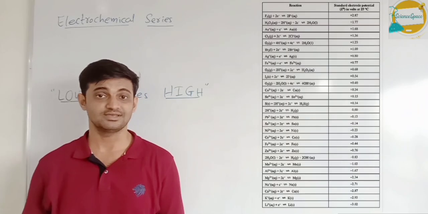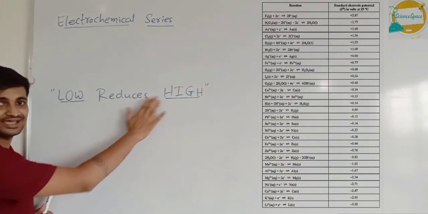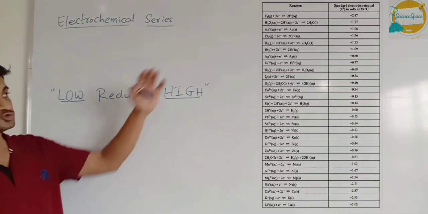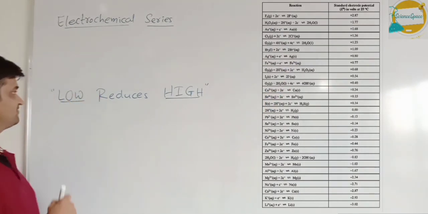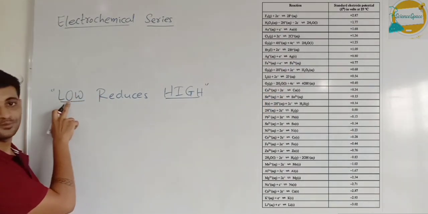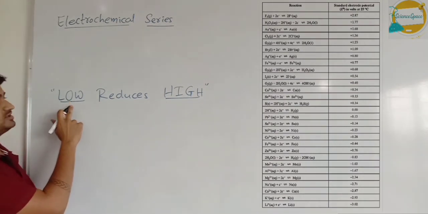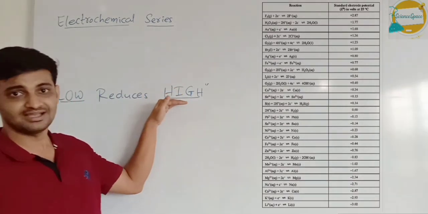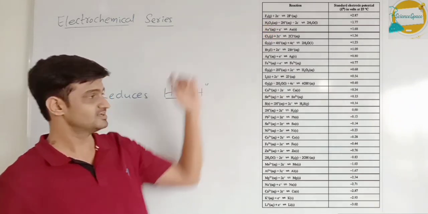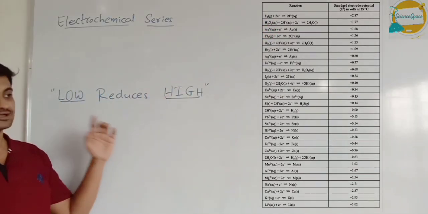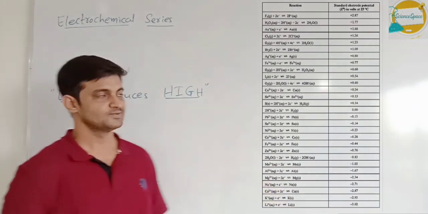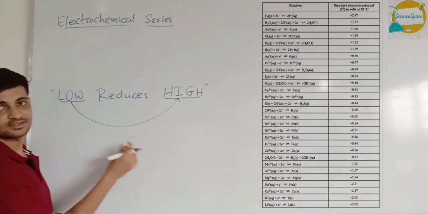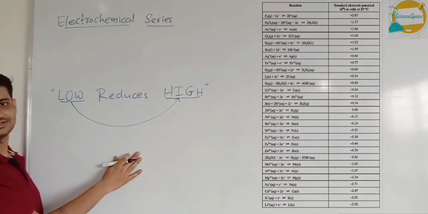Now there is an interesting statement called low reduces high. So first of all, what is the meaning of this statement? Here low and high represent the values of the EMFs of the electrodes. So when we take an electrode with a low potential or low EMF value, it will reduce the electrode with higher potential value. The electrode whose potential is higher, which will appear higher in the series, will be reduced by the electrode which is below in the series. So it will have a lower potential. The lower potential electrode will reduce the electrode with higher potential.